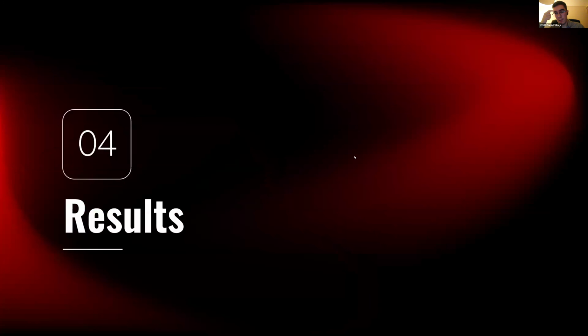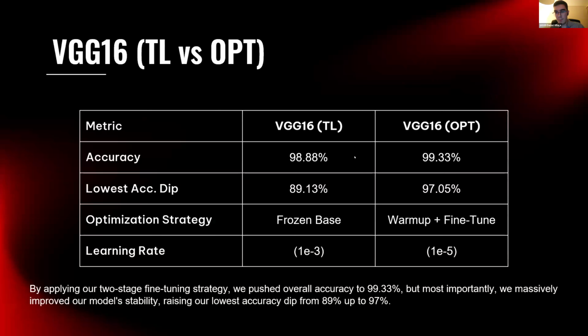Moving straight into the next section, let's look at the actual results of applying that staged optimization protocol. When we compare the standard transfer learning against our optimized model, the impact is significant. By shifting from a simple frozen base to our warm-up plus fine-tuning strategy and dropping the learning rate to 1e-5, we pushed overall accuracy to 99.33%. But more importantly, this stabilized the model across the board. Our lowest accuracy dip during cross-validation jumped from 89% to a much more reliable 97%.